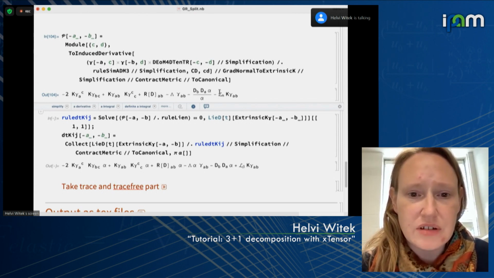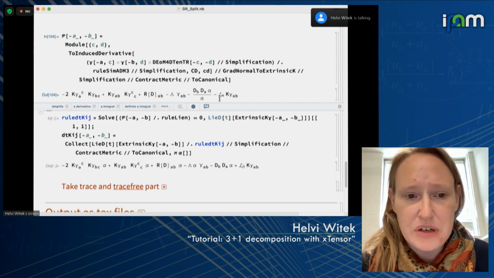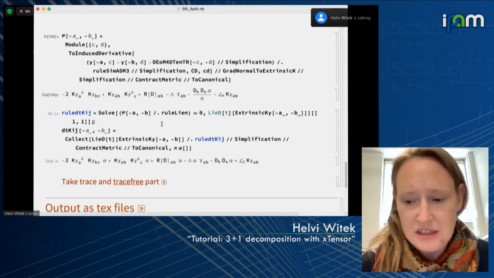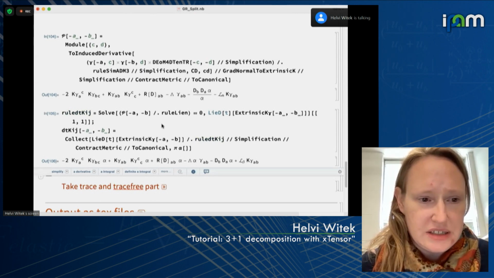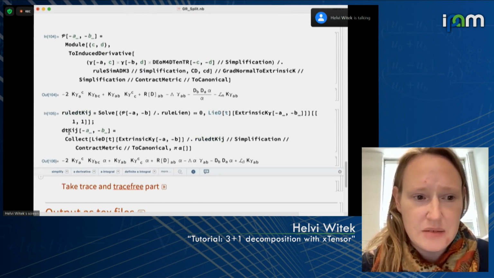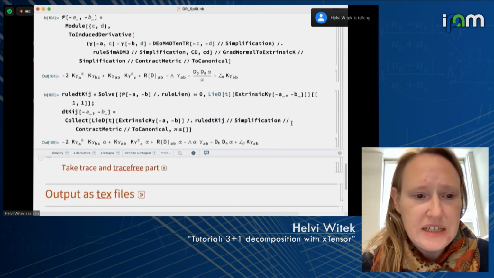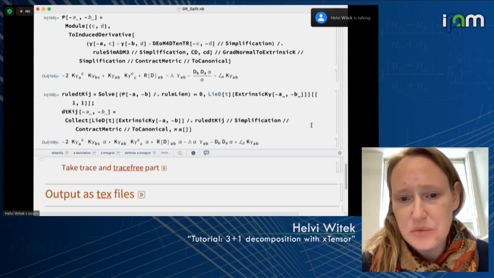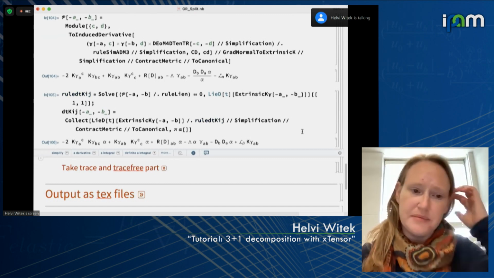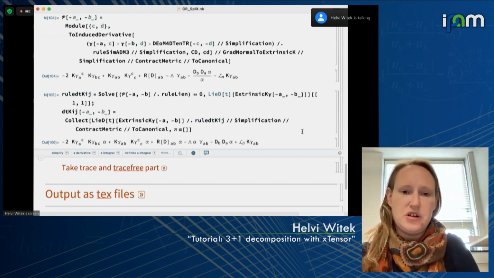Okay, good. Now what I'm doing here is taking those expressions and replacing the Lie derivative along the normal with a derivative along the time parameter and our shift vector, and then I will solve for the derivative along the time parameter. And this now gives us the time evolution equation for the extrinsic curvature. And these are probably the equations that you might want if you want to write down the ADM-York type equations.